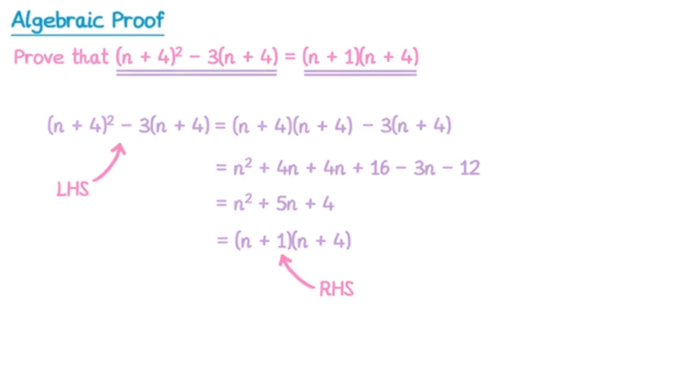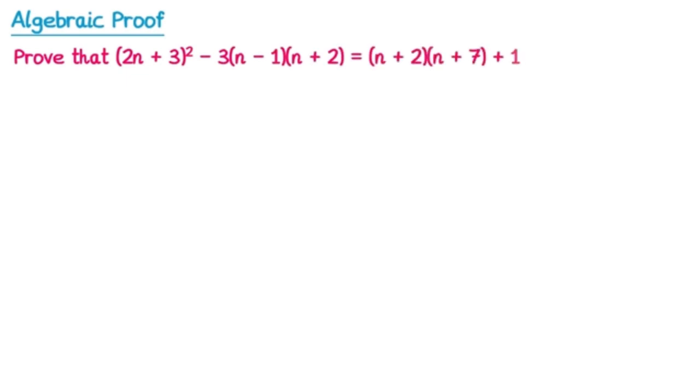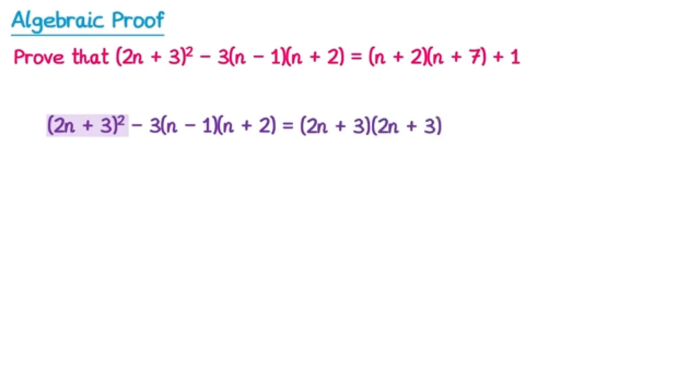Let's have a look at another example of a left hand side equals right hand side proof. So this time we're going to prove this. We're going to start with what's on the left hand side, and manipulate this so that we end up with the right hand side. So if we start with 2n plus 3 all squared, that's 2n plus 3 multiplied by itself. Then we need to subtract from this 3 lots of n minus 1 n plus 2. So let's expand this double bracket here first.